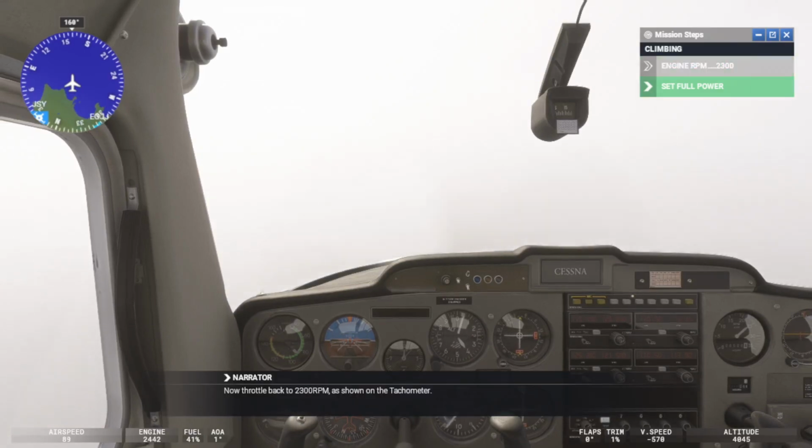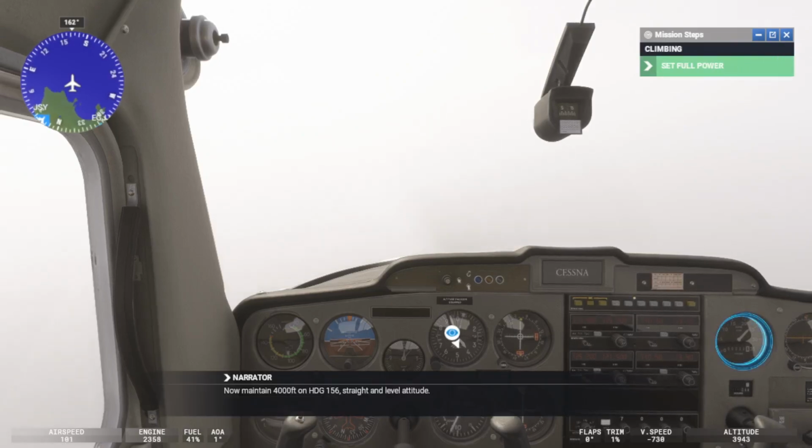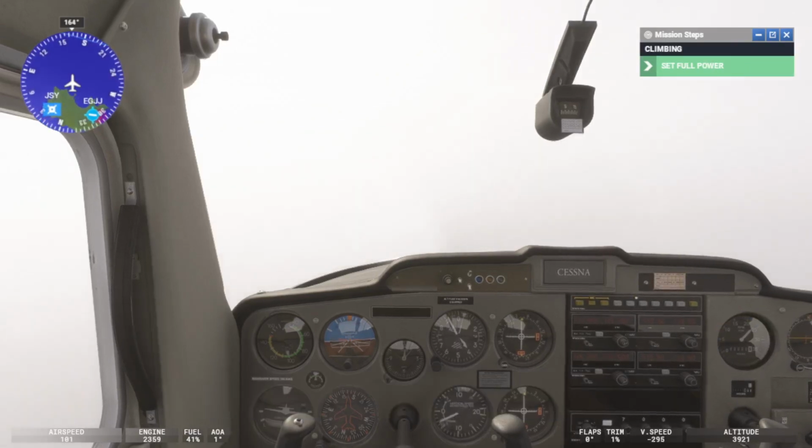Now throttle back to 2300 RPM as shown on the tachometer. Now maintain 4000 feet on heading 156, straight and level attitude.